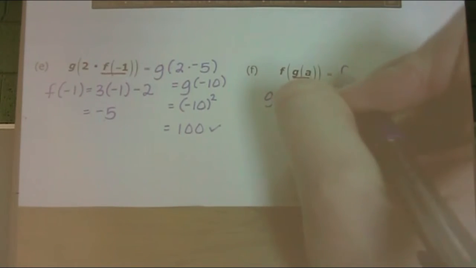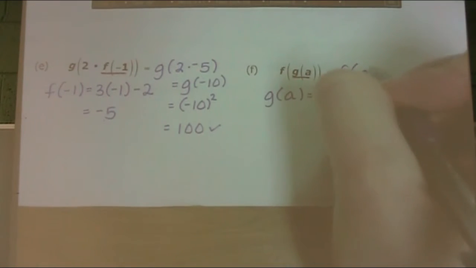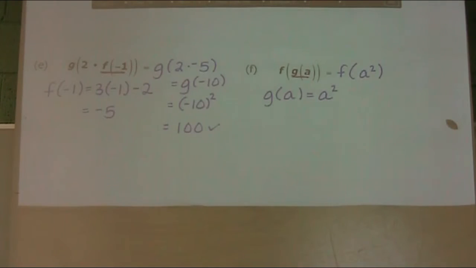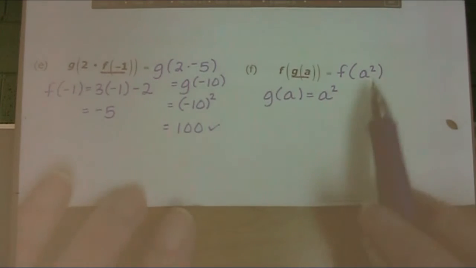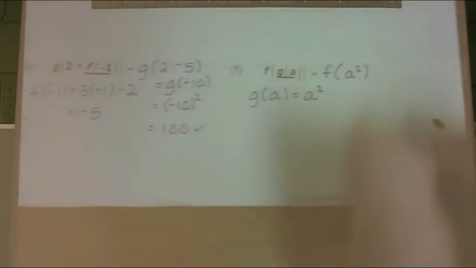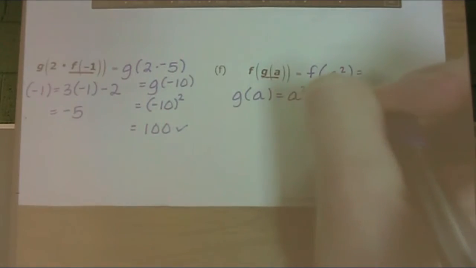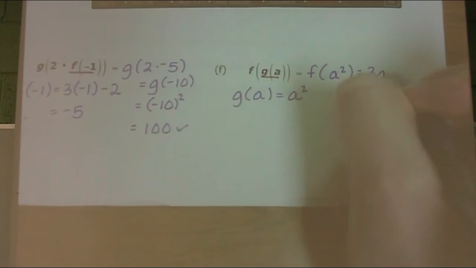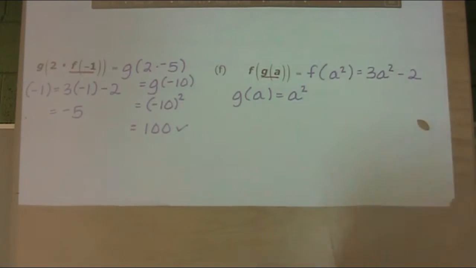So this is f of a squared. Now, here's what we're going to do. We're going to go back to our f function, and everywhere that there's an x, we're going to replace it with a squared. All right? Because whatever is here replaces our x value. So this happens to be 3 times a squared minus 2. And that is f of g of a.